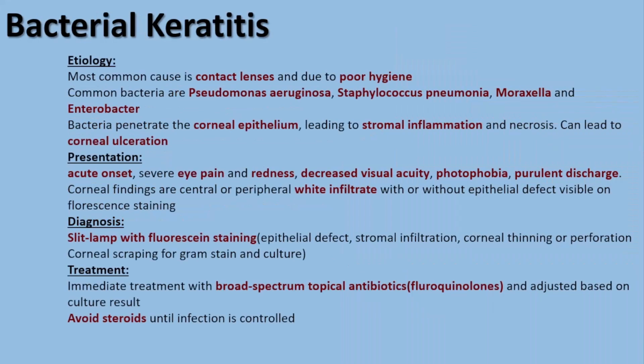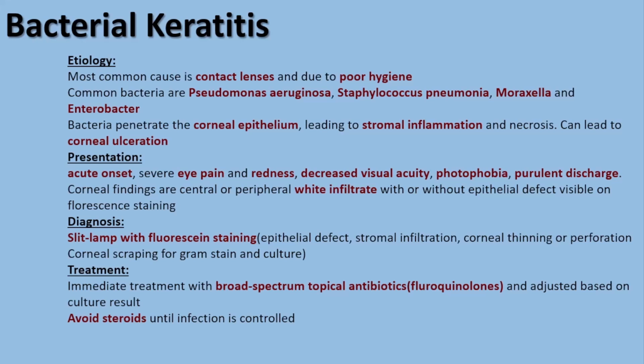First, let's talk about bacterial keratitis. The most common cause is contact lenses, due to poor contact lens hygiene. The common bacteria causing bacterial keratitis are Pseudomonas aeruginosa, Staphylococcus pneumoniae, Varicella and the Enterobacter group of bacteria. In bacterial keratitis, the bacteria penetrate and infiltrate the corneal epithelium, leading to stromal inflammation and necrosis, and this can lead to corneal ulceration.